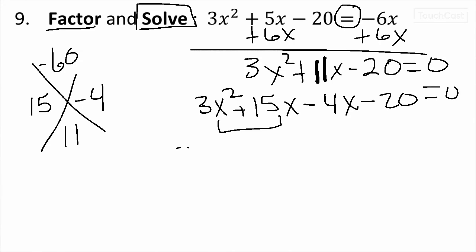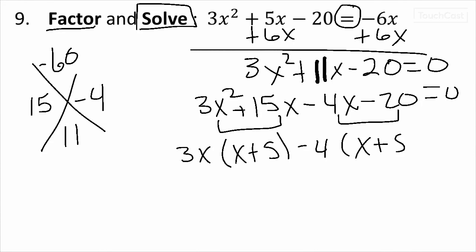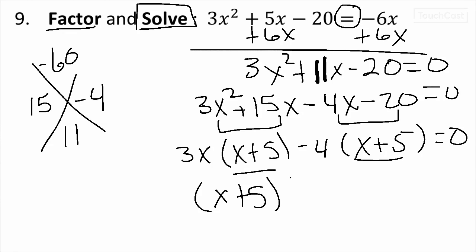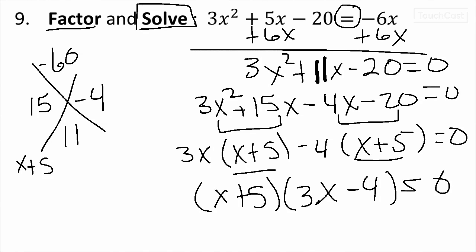And again, the GCF here is 3x. And then what's left over is x plus 5. Then the GCF here is a negative 4. And we'll get x plus 5. Because negative 4 times positive 5 is the negative 20. And then we have a common factor of x plus 5. And that leaves us with 3x minus 4. And then we'll set each one equal to 0. x plus 5 equals 0. And 3x minus 4 equals 0.